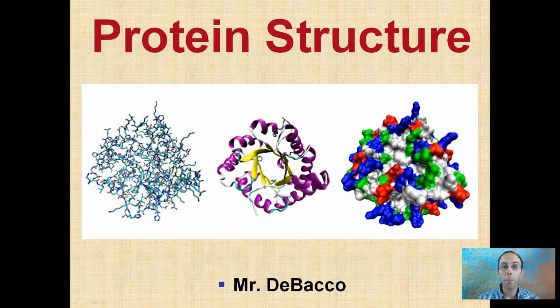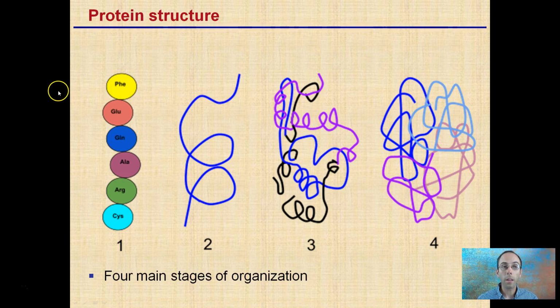So here we're going to be looking at protein structure. We've seen this initial image, different ways of representing structure to try to show the three-dimensional shape, because for proteins, as we're going to see here, shape is very important to their proper function. So just to give you a basic idea, there's four main stages of organization.